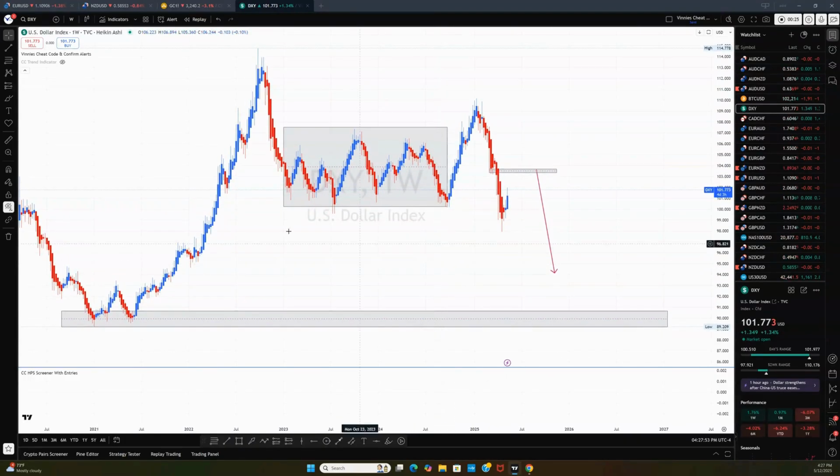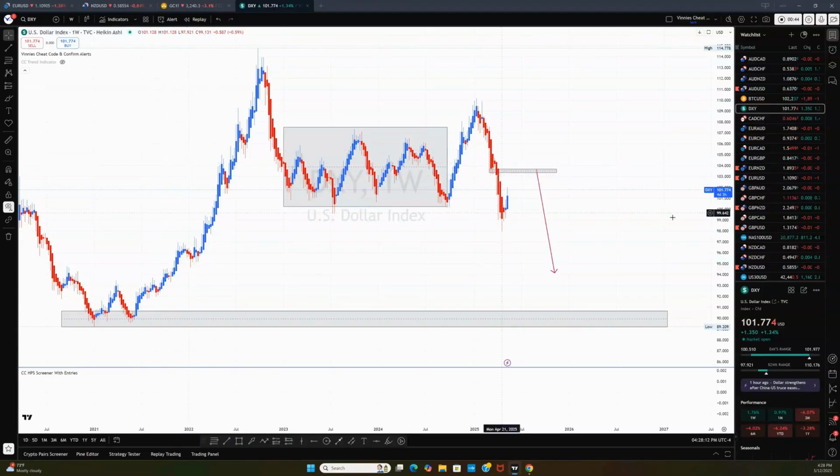So what I'm going to do is make a PDF and place it inside the free Telegram group. And then you guys can go look at the settings for Vinnie's trading cheat code. But let's talk about these three indicators and let's talk about the chart setup.